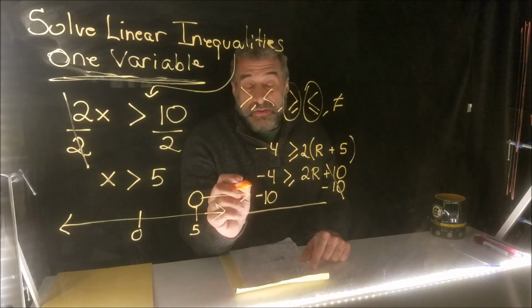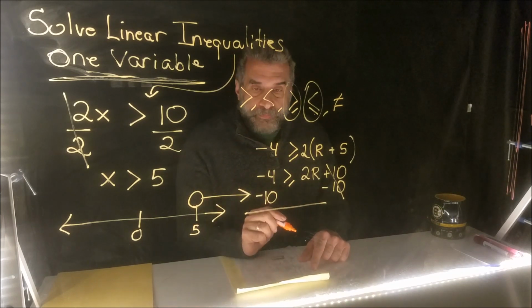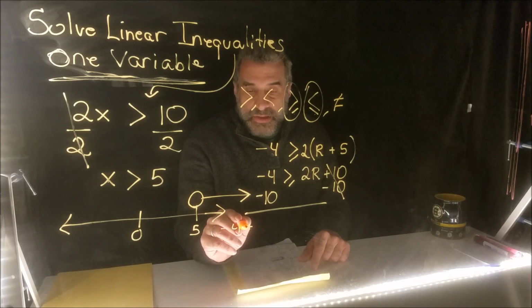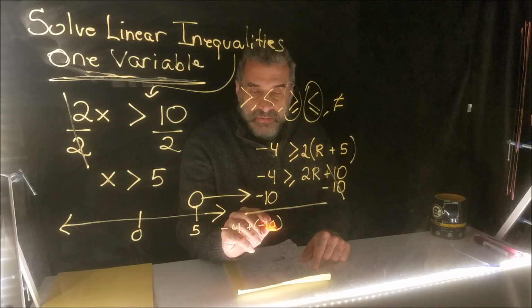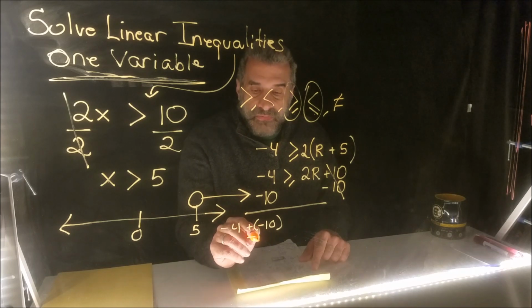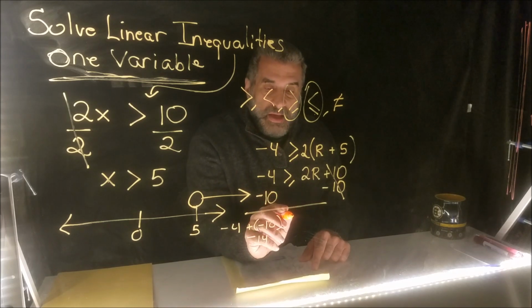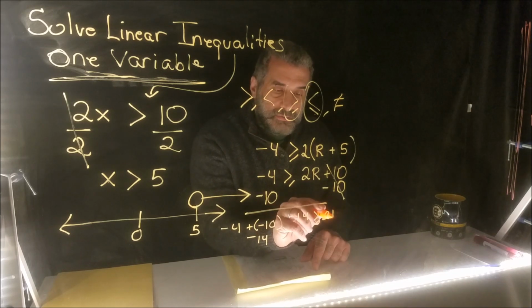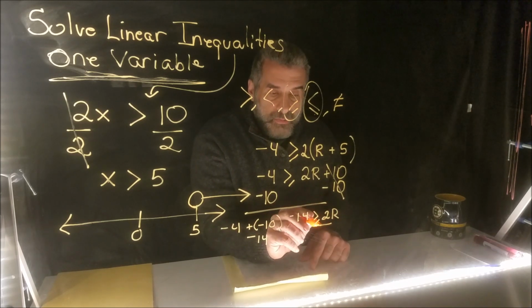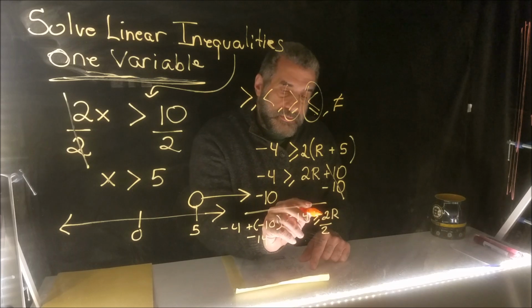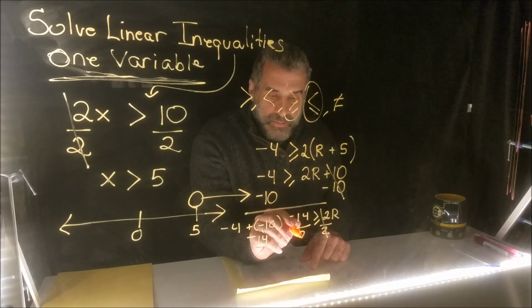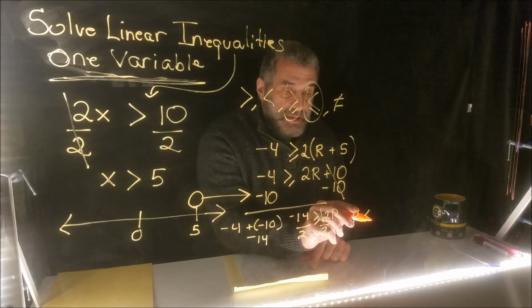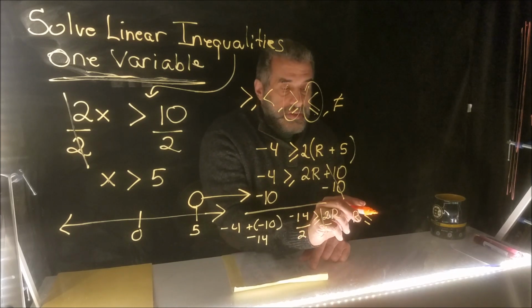So be careful here. This is negative 4 minus 10, which is negative 4 plus negative 10. That'll give us negative 14. So having negative 14 is greater or equal to 2r. And we'll just isolate the r by dividing. We do the opposite operation. And we have here now that r is going to be less than or equal to negative 7.